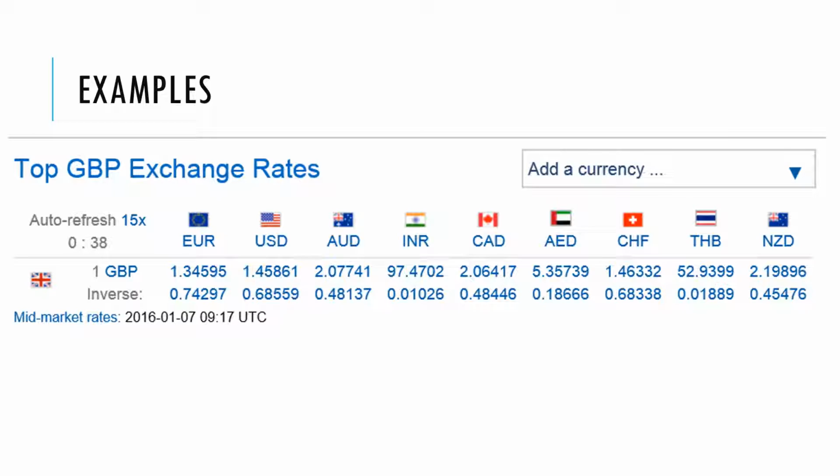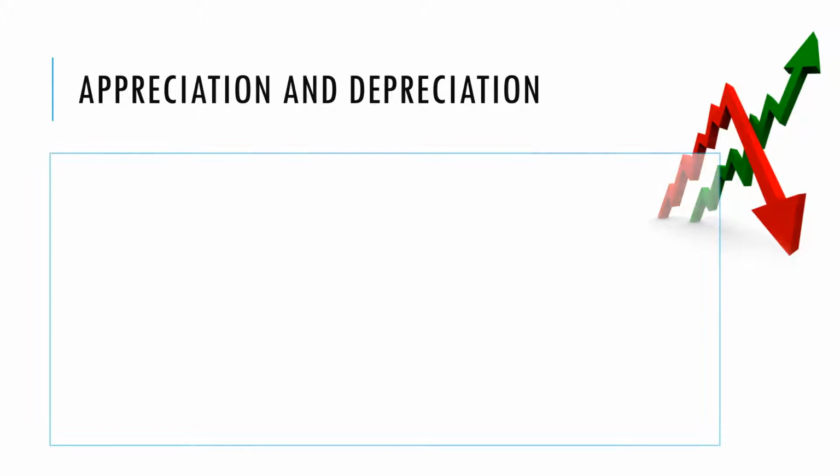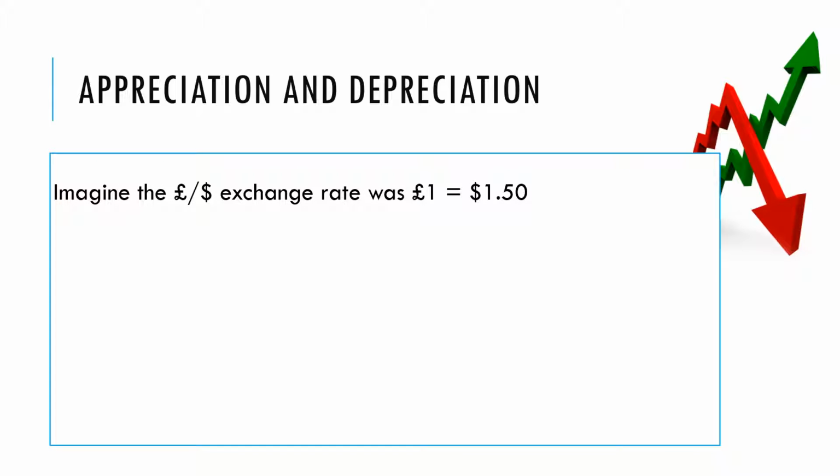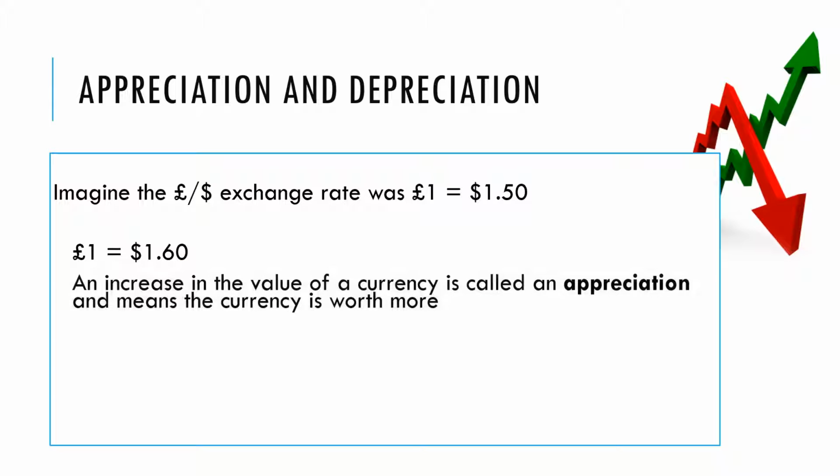These are exchange rates. So let's imagine a scenario where the pound-dollar exchange rate was £1 is $1.50. Now if the value of the pound increased so that £1 was now worth more, you would get $1.60 for your pound. We would say the value of the pound has gone up. And the key term we would use to describe this is an appreciation.